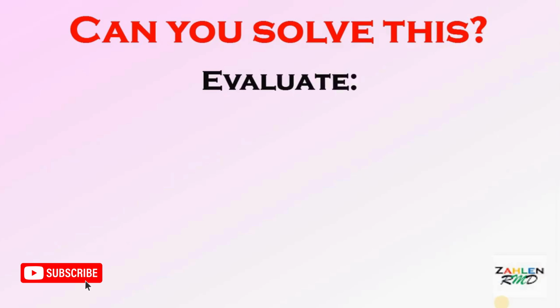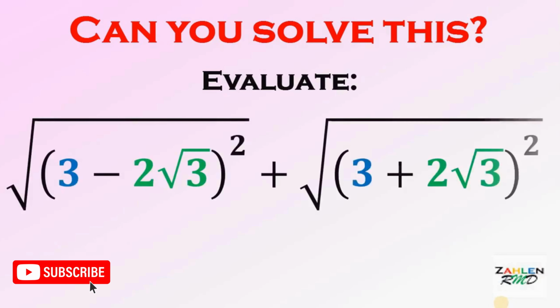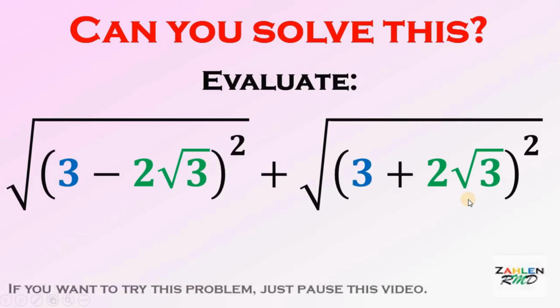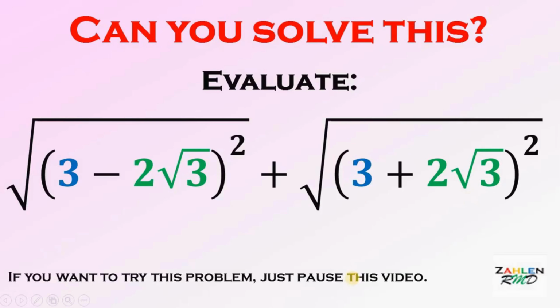Here's the question. Evaluate the square root of the quantity 3 minus 2 square root of 3, quantity squared, plus the square root of the quantity 3 plus 2 square root of 3, quantity squared. Now, if you want to try this problem, just pause this video, and if you're ready, here's the solution.